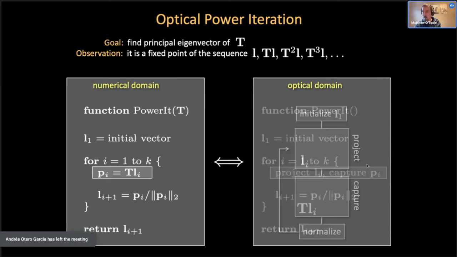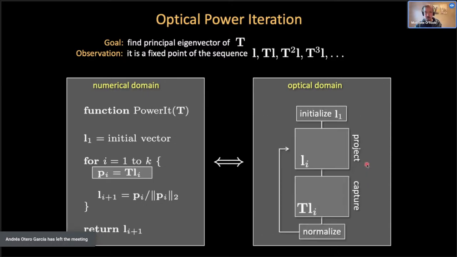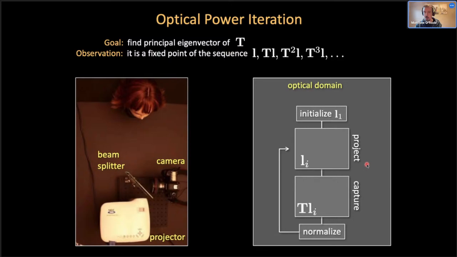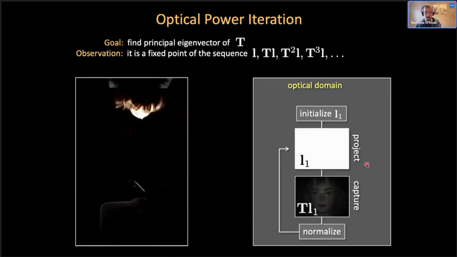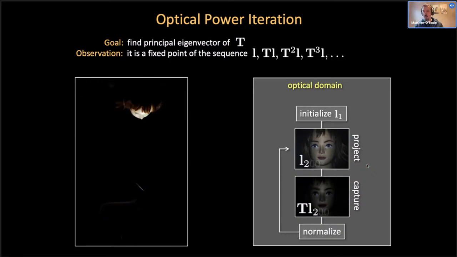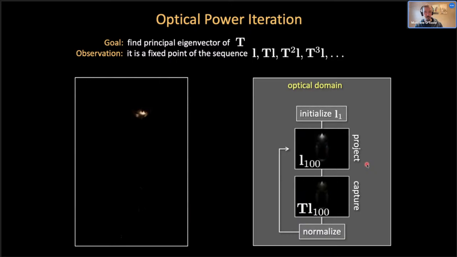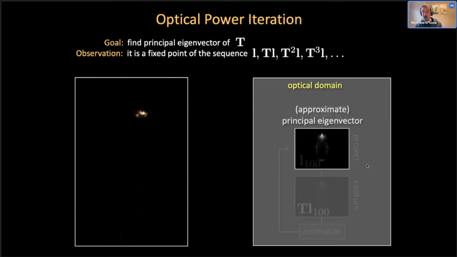And optically, what we'd end up doing is basically something like the following. We'd take an image and illuminate the scene with it. So it's just a white pattern, for example, in this case. We'd capture a photo, normalize that photo, and use it as our next projector pattern. And if we repeat this procedure over and over again, what we'll end up getting is an eigenvector of the scene, an image that if we project it out into the scene, we get the same exact photo back.